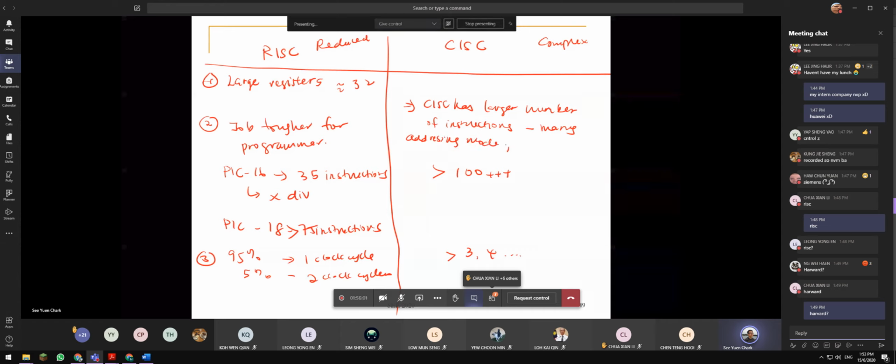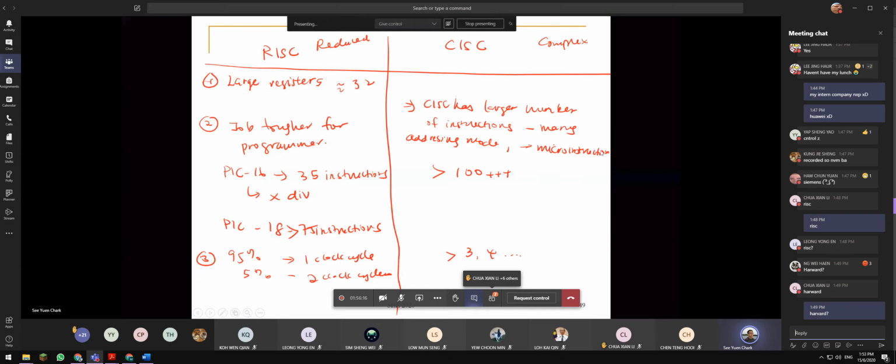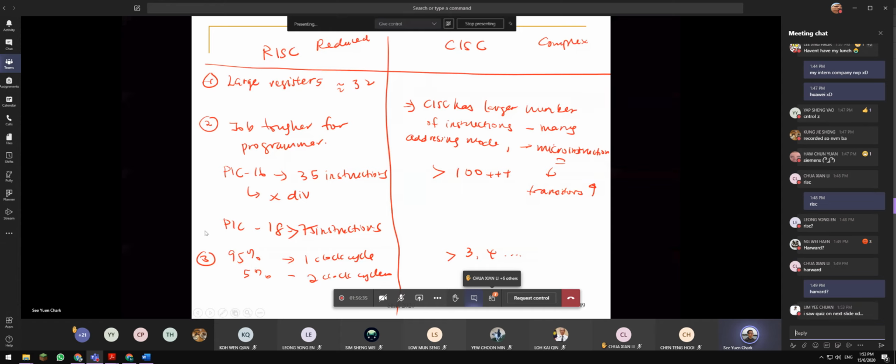So remember the immediate addressing mode which you have to learn. So this means you need a lot of micro instructions. When you need a lot of micro instructions, it means you need a lot of CPU, a lot of transistors. It's increased, compared to RISC.